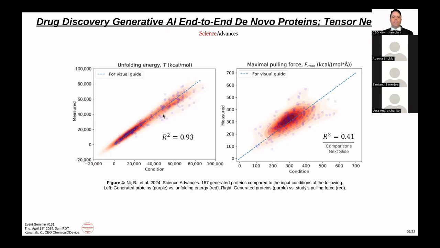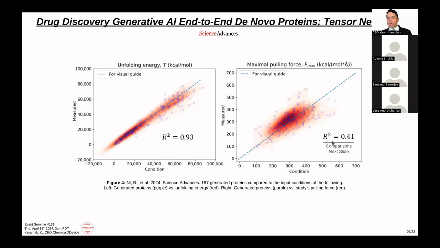It's basically the closer it is to the darker red, the higher the correlation for R squared. Now, the one on the right is actually the most important. This is the crux of the paper. It's the maximum pulling force. This is basically saying, if you have a specific condition input that has this specific force diagram or maximum force, those types of things, how close is the generated protein output to the conditioned one.